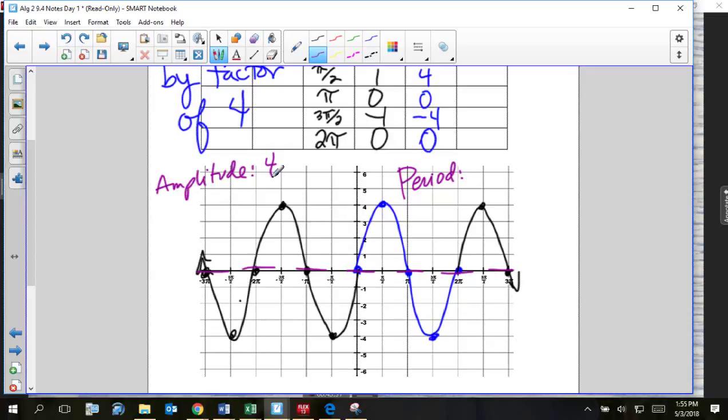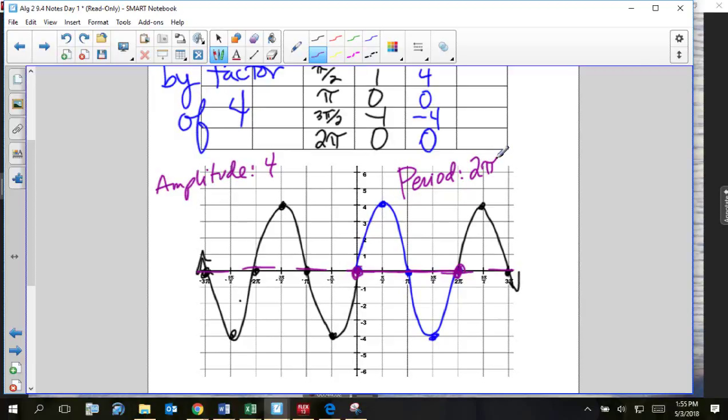Okay, now the period is how long horizontally one cycle is. So I purposely made one cycle a different color. From start to finish of one cycle horizontally, how long is the period? What length is that? 2 pi. Remember I said for sine and for cosine, the period is 2 pi. There's only one thing that will change the period.